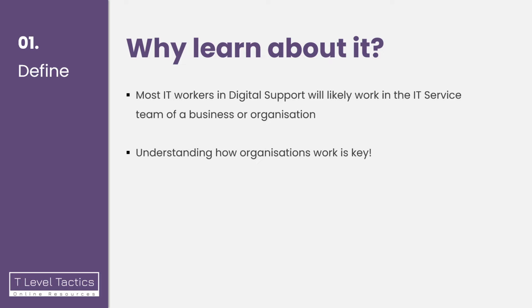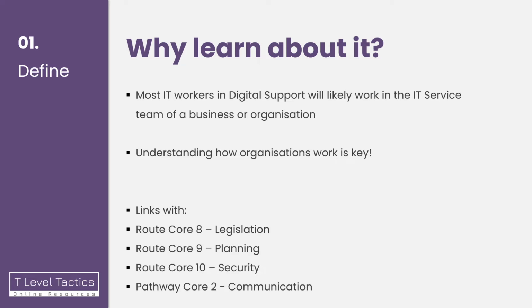Understanding how these organizations work is key. Understanding exactly how they're structured, the kinds of people that you're likely to encounter, and also some issues that you might encounter in your work. This unit also has some great links with other parts of the course as well. You'll find links with Root Core 8, Legislation, Root Core 9, Planning, Root Core 10, Security, and Pathway Core 2, Communication if you're studying digital support services. The Pathway Core element doesn't appear if you're studying digital business services.